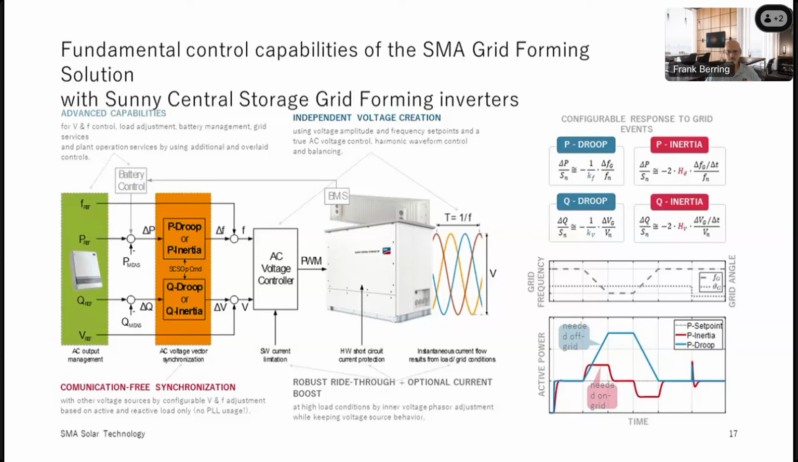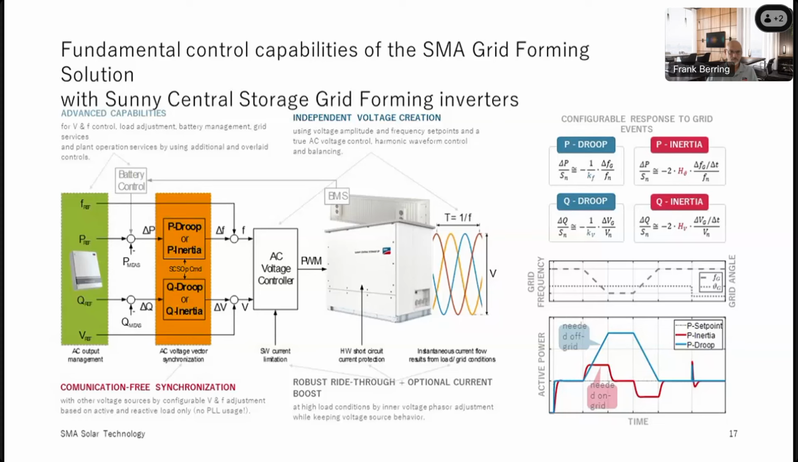If we look then to the middle of that diagram, it's said AC voltage controller. So that's our software current limitation, which then goes into the PWM generation, and the inverter has an additional hardware short circuit current protection, right? And then after that, you have the instantaneous current flow, so the waveform is created.